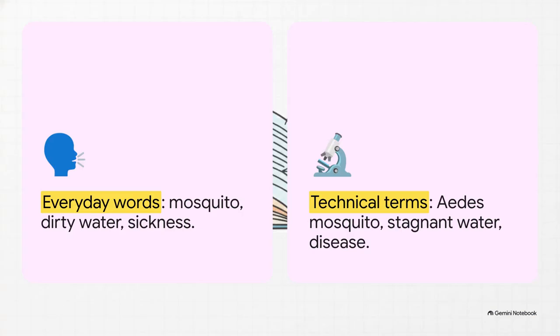Writers don't just pull words out of a hat, right? They choose them for very specific reasons. Take a look at this breakdown. On one side, we have our everyday words: mosquito, dirty water, sickness. Totally fine for a casual chat. But on the flip side, look at the technical terms: Aedes mosquito, stagnant water, mosquito-borne disease. These are discipline-specific. They belong to public health and science. Dirty water could just be a muddy puddle, but stagnant water, that specifically means water that isn't flowing, which is exactly where these mosquitoes breed. Using those technical terms completely upgrades the accuracy of the message.